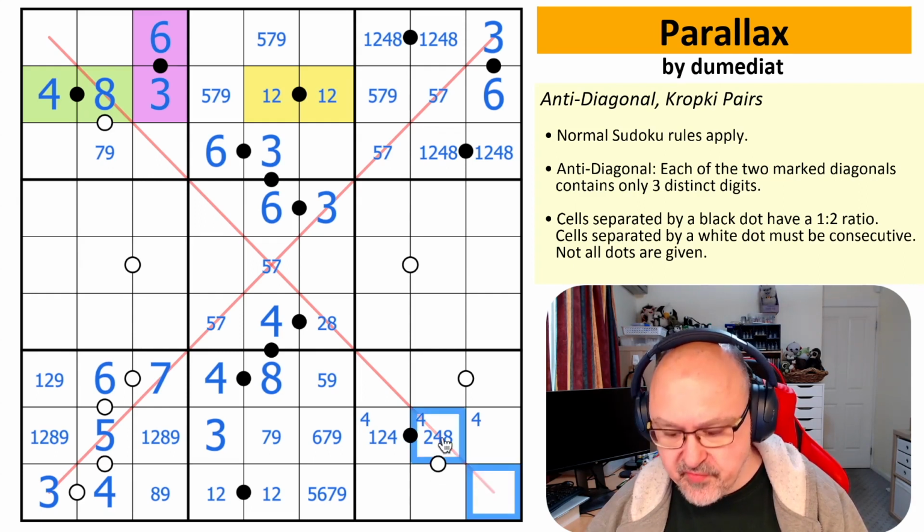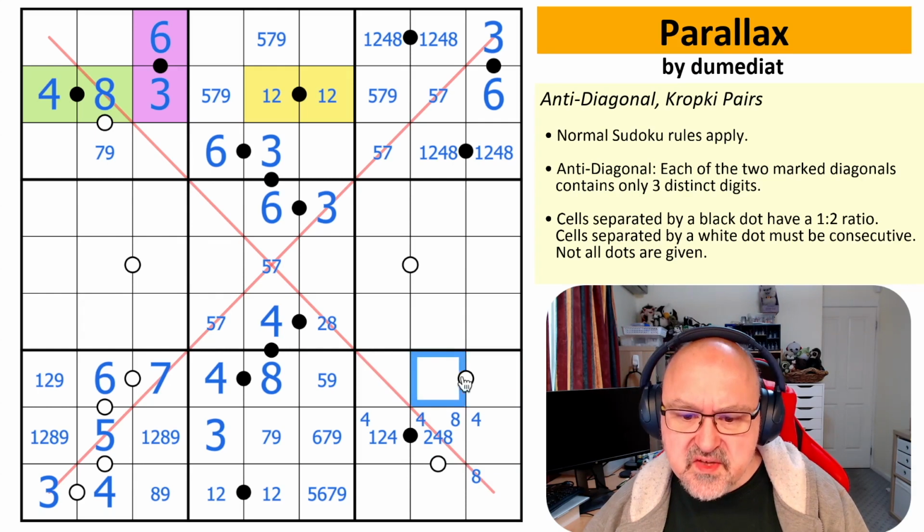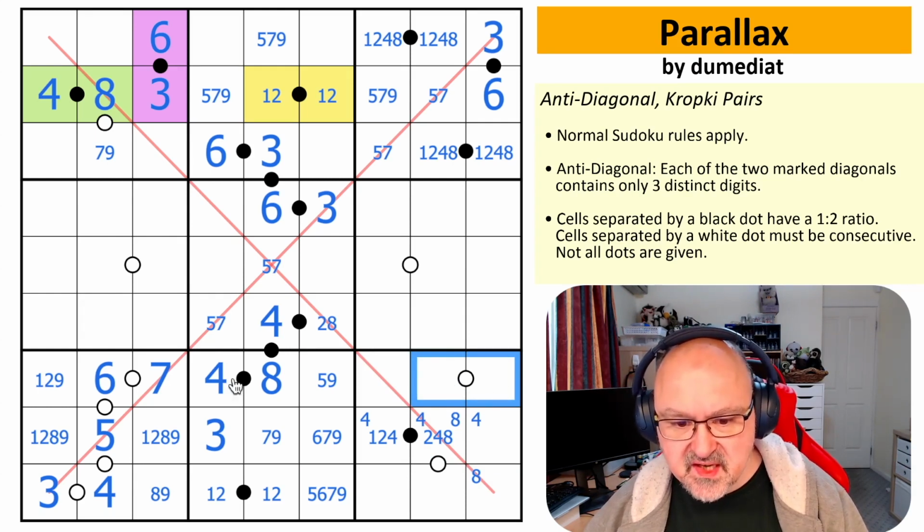Now, 8 is in one of those two. I have to put a 5, 7 in one of those. This dot needs an even digit. You need to put an even and an odd on every consecutive dot. But I've got 4, 6, and 8 already. There has to be a 2 in here.